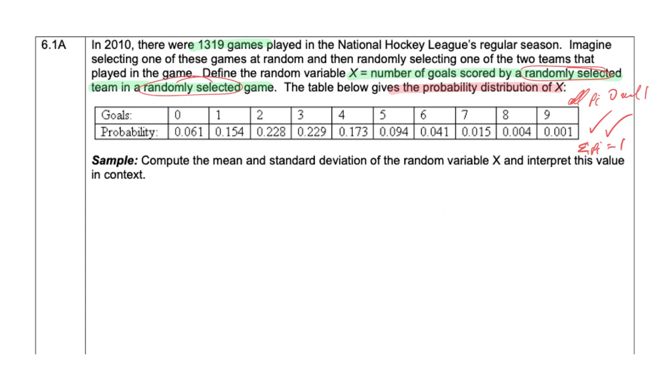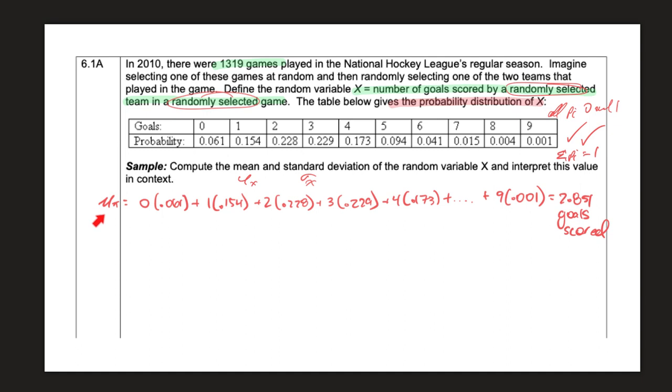We're good. Now it wants us to compute the mean and the standard deviation. Let's do this by hand. I will pause. So here we have the mu of x, which is the expected value of goals scored by one randomly selected team in a randomly selected game. And you have 0 goals times the probability that they score 0 goals, plus 1 goal times the probability they score 1 goal, and so on and so forth for each number of goals scored, all the way up to 9, which is at the end of our table. And when I do the arithmetic here, I get 2.851 goals scored.